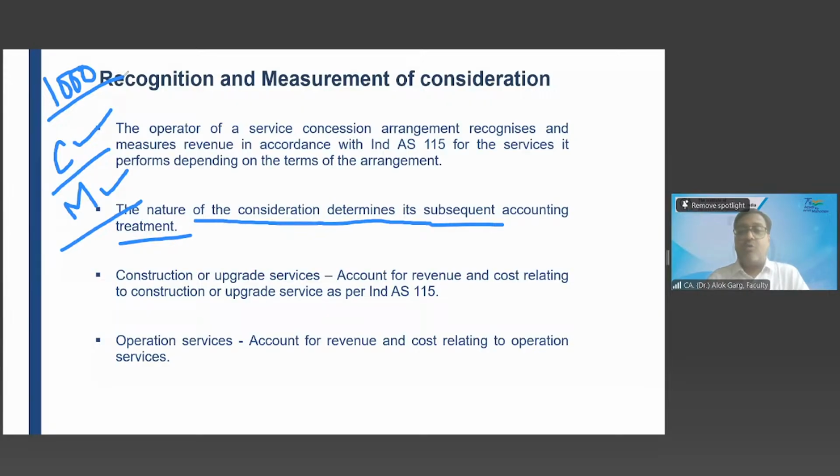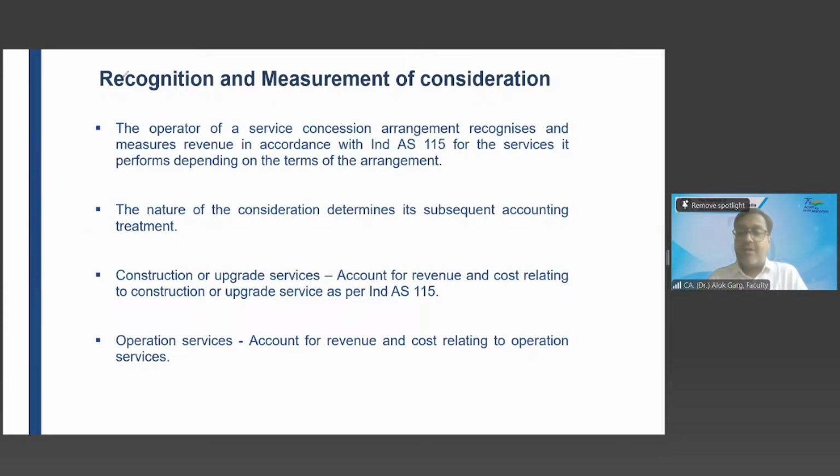The toll plaza that you constructed is not your PPE. Had it been PPE, if you had control, the entry you would have passed is Ind AS 16 Property, Plant and Equipment account debit to bank account. But here, whatever construction you have done, the entire cost you have incurred, what is the debit side of that contract cost? What is the debit side?